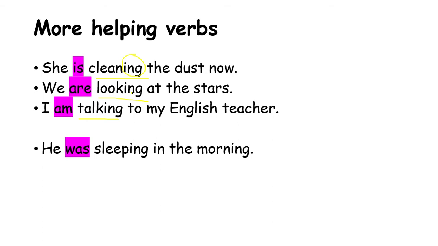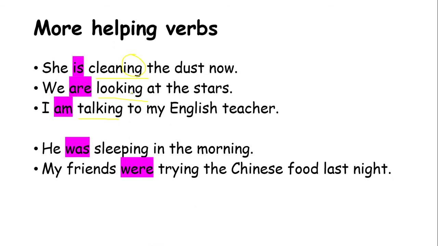He was sleeping in the morning. My friends were trying the Chinese food last night. Was and were are for the past, of course. Am, is and are are for the present time. And again here we add ing. He was sleeping in the morning, but now we are in the afternoon, so this has happened in the past. My friends were trying the Chinese food last night. It happened yesterday, that's why we use were trying.